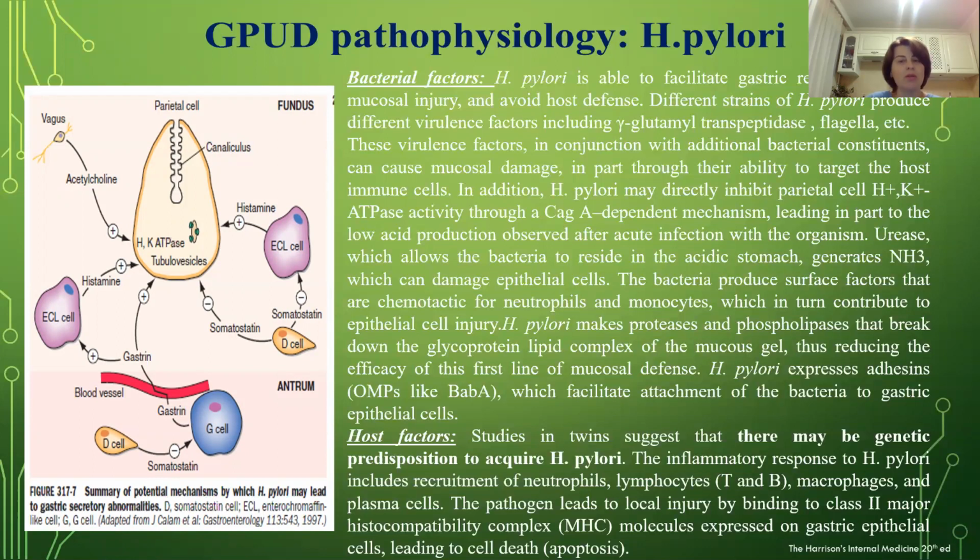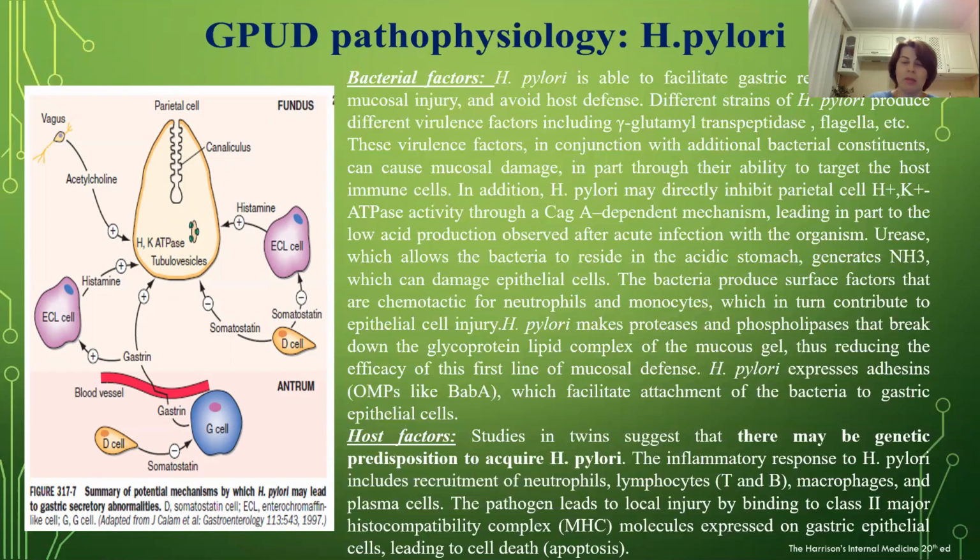Urease, which allows the bacteria to reside in the acidic stomach, generates derivatives which can damage epithelial cells. The bacteria produce surface factors that are chemotoxic for neutrophils and monocytes, which in turn contribute to epithelial cell injury. These bacteria make proteases and phospholipases that break down the glycoprotein-lipid complex of the mucosal gel, thus reducing the efficiency of the first line of mucosal defense. Studies in twins suggested that there may be a genetic predisposition to acquire this bacterium.